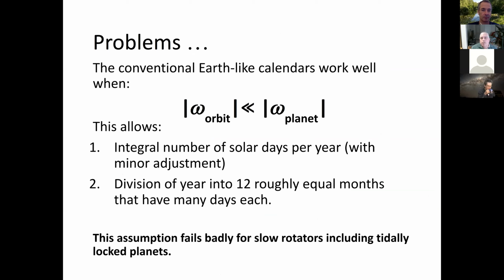The problem with this approach is when you go to extreme orbits. We usually assume that the angular frequency of the planet around the sun is much, much less than the angular rotational frequency of the planet about its own axis. When that happens, we can approximate that there's an integral number of solar days per year, and that we can divide it into 12 roughly equal months, each of which has lots of days. When you get something really slow, especially a tidally locked planet, these assumptions go out the window, and you can't end up with a calendar that's much like what you and I are used to.